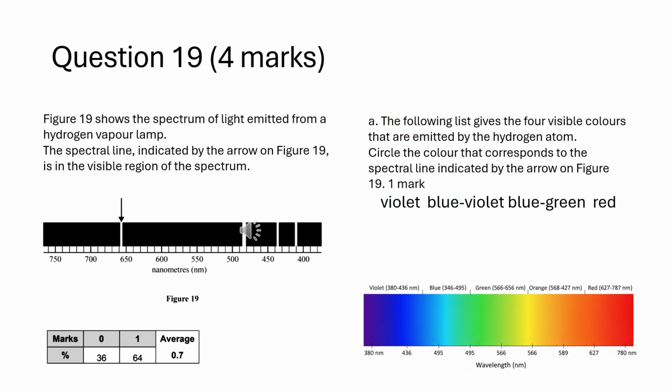The wavelength of visible light ranges from approximately 380 to 750 nanometers, corresponding to a progression of colors from violet to red. The shortest wavelengths are perceived as violet light, 380 to 436 nanometers, followed by blue, 436 to 495 nanometers, green, 495 to 566 nanometers, yellow, 566 to 589 nanometers, and orange, 589 to 627 nanometers, with red light occupying the longest wavelengths, 627 to 780 nanometers.